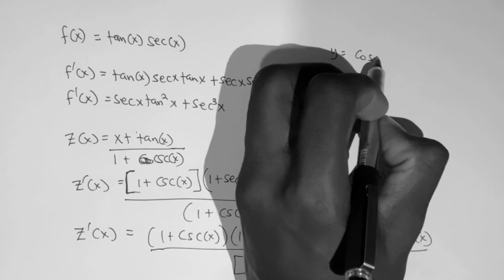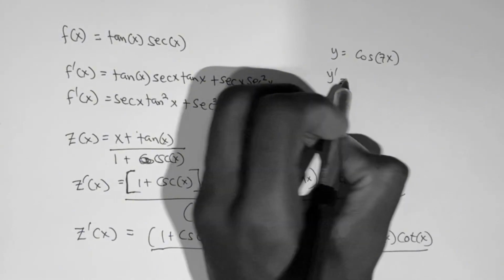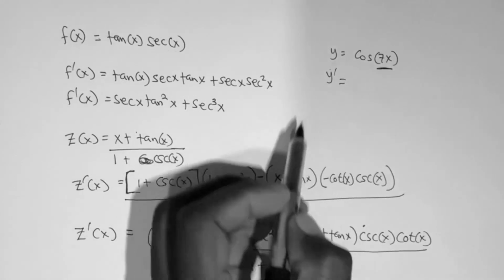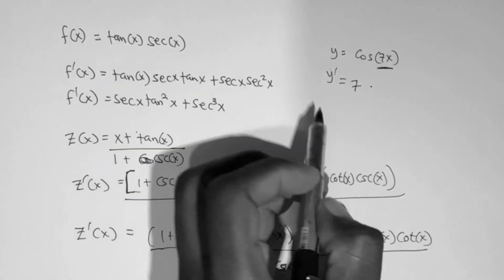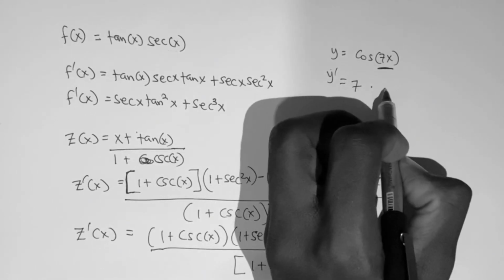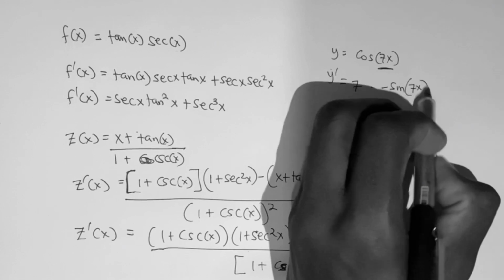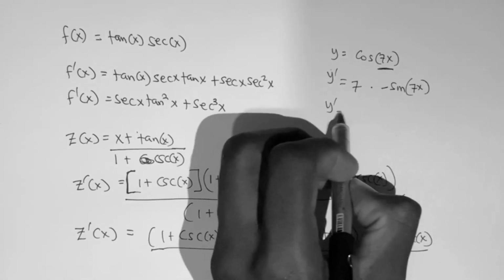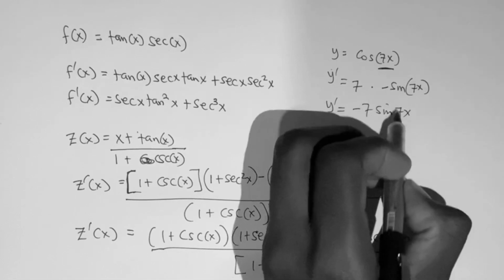So what if y is equal to cos 7x? What is the derivative of y? So you differentiate this. If you differentiate 7x, you get 7 times. If you differentiate cos x, you get minus sine x. So it becomes times minus sine 7x. So y prime is equal to minus 7 sine 7x.